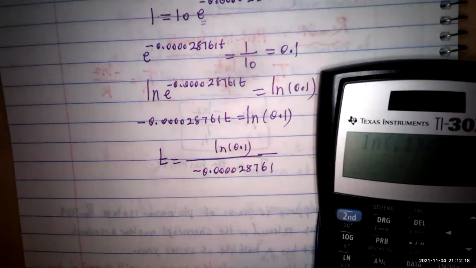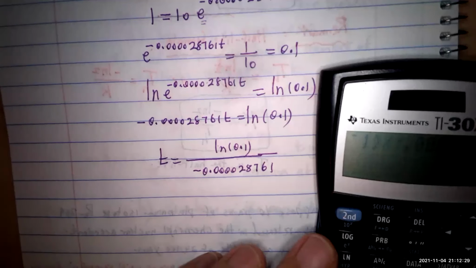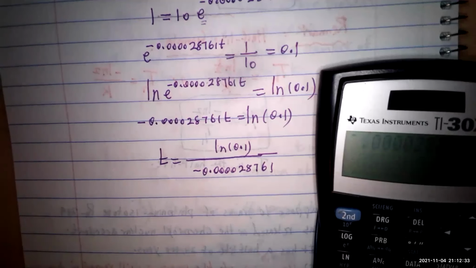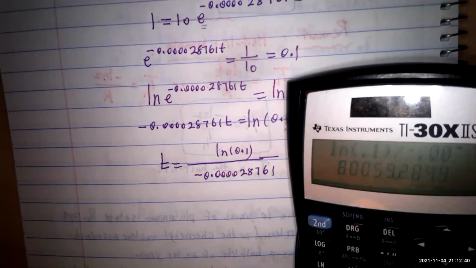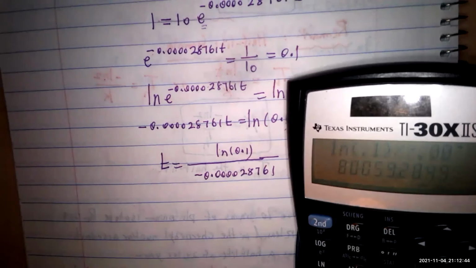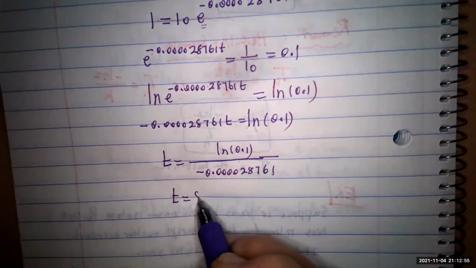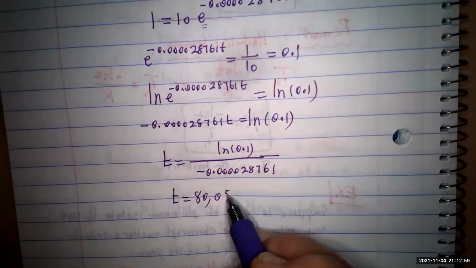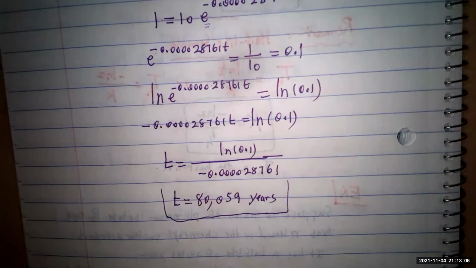Then I want to divide it by a negative 0.1234 28761. So that's it. The number is a big one. Let's see. 80,059 years. That's what it takes to disappear to the 1 gram. So t is going to be equal to 80,059 years. That is what it would take for the 10 grams to reduce to the 1 gram. That's why they are very dangerous, to get these numbers.